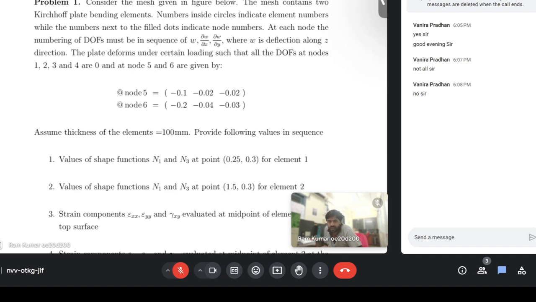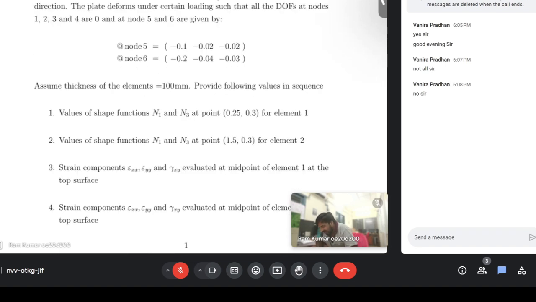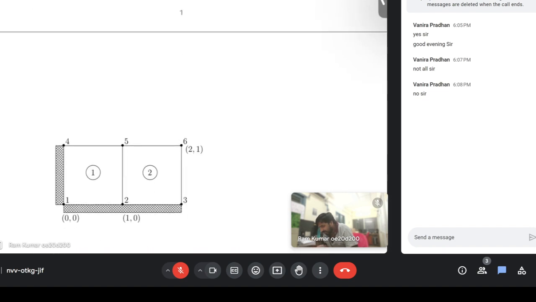Values of shape functions N1 and N3 at the given point for element 1. Values of N1 and N3 at the point 1.5, 3 for element 2. Strain components Exx, Eyy, Eyz evaluated at the midpoint. This is a very long question, so now you have to try this question, but my phone is going to charge.